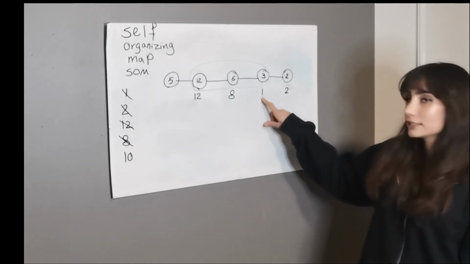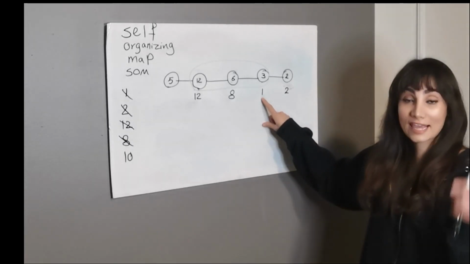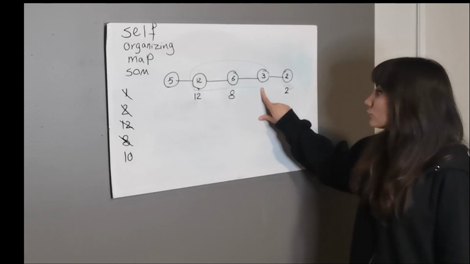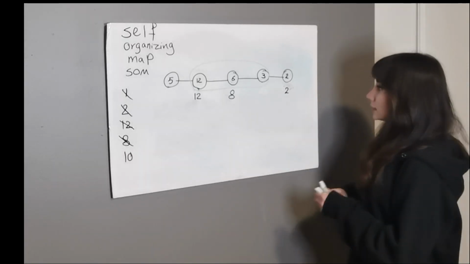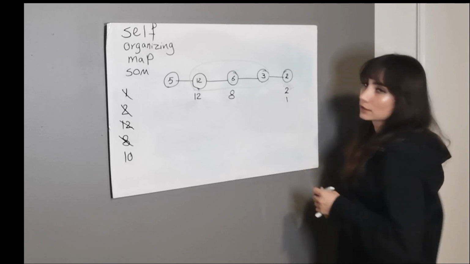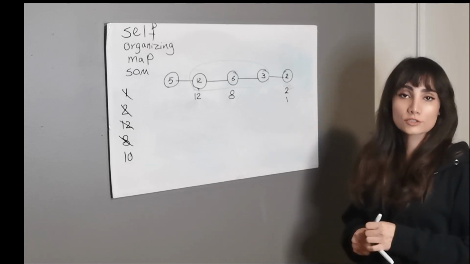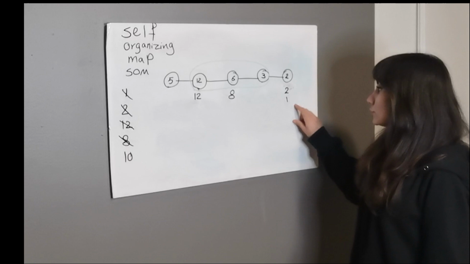As you can see, 1 is going to have another BMU. So it's going to move to this one. The first neuron is able to represent 2 and 1.